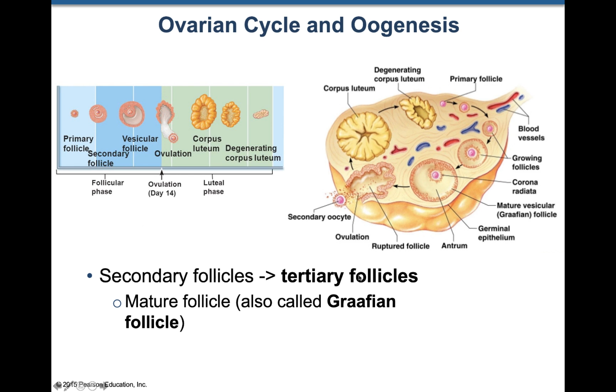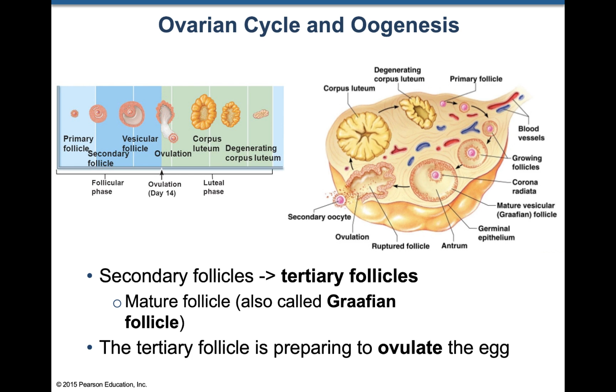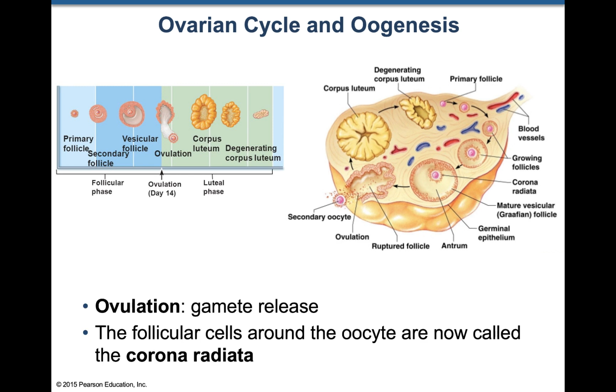The secondary follicle is going to become the tertiary follicle, and that can also be called the Graafian follicle. The tertiary follicle is accumulating a lot of fluid. It's getting ready, preparing the egg to ovulate, or pop out of the ovary. Once the egg releases, that's ovulation, day 14. The follicular cells around the egg are called the corona radiata. So these tiny cells around the egg are called the corona radiata.